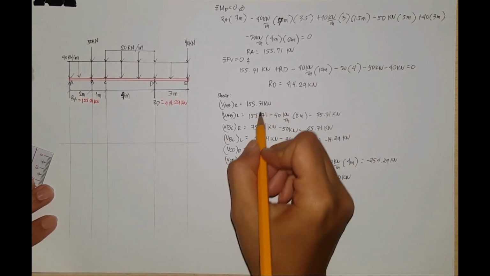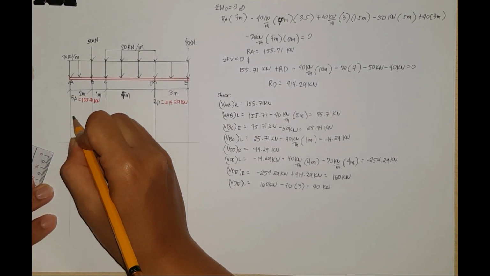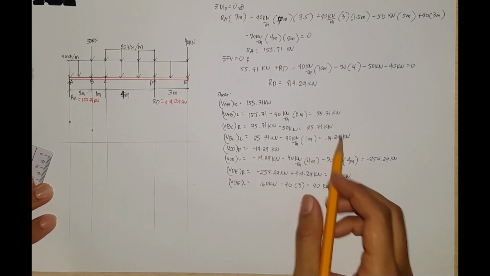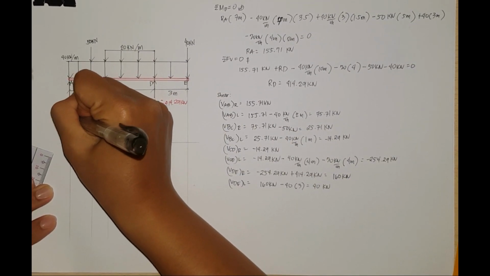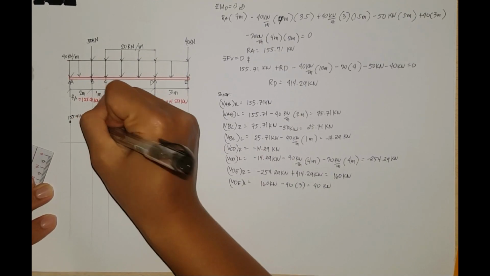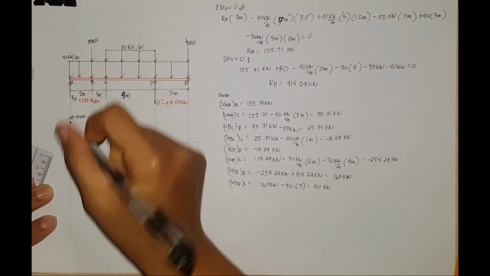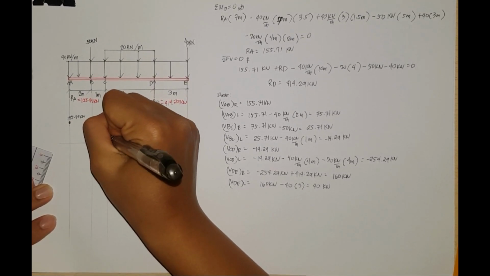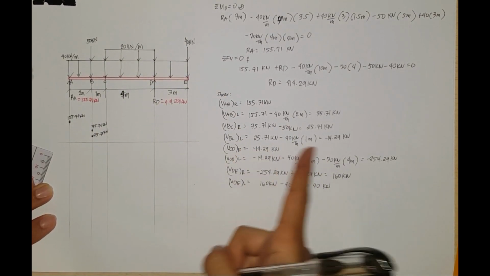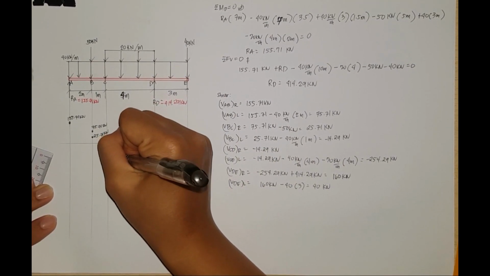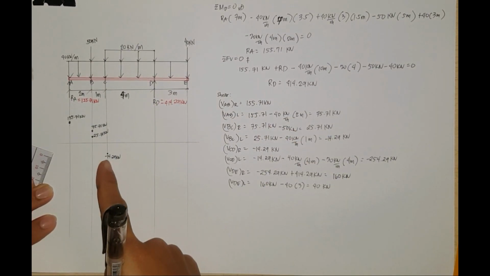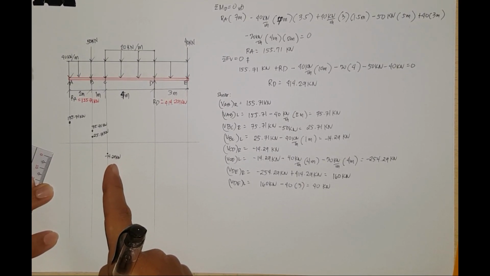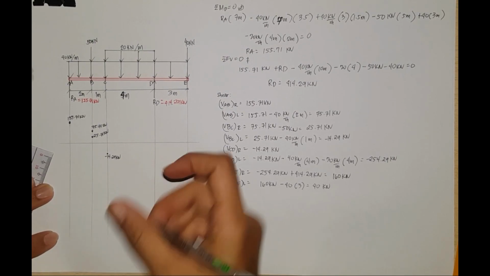So, we have here 155.71. And then, VAB, so 75.71. We have 155.71 kilonewton. Next, we have 75.71. And then, VBC, right? We have 25.71 kilonewton. And then, VBC, left, we have negative 14.29 kilonewton. And then, VCD, VCD right, so nag-retain siya, so 14.